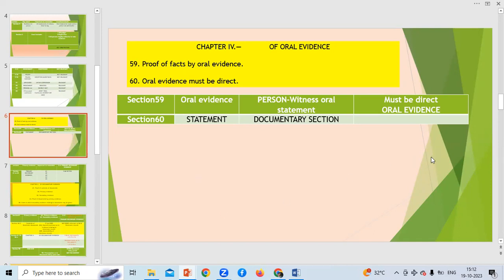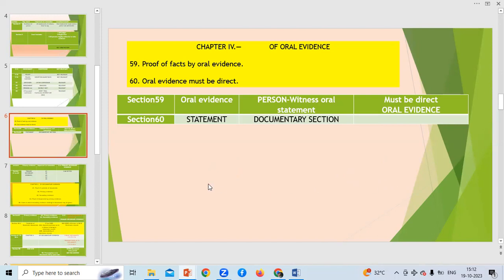So oral evidence, how should it be? Direct. In any question about oral evidence, it should be direct. Hearsay evidence will not be taken in the court. If someone hears that so-and-so did this, and says this is what I am telling, then it is not truth. Unless he goes there and finds that thing with his own eyes, by his senses, it can be treated as direct evidence and will be treated as evidence.